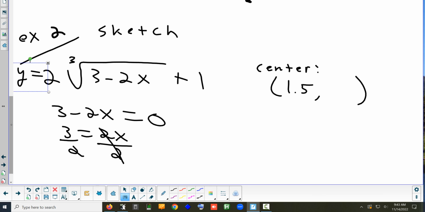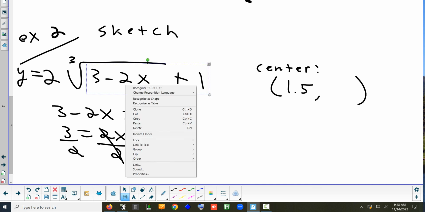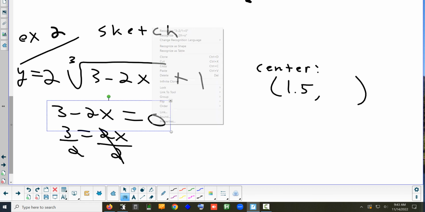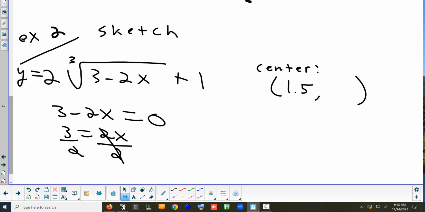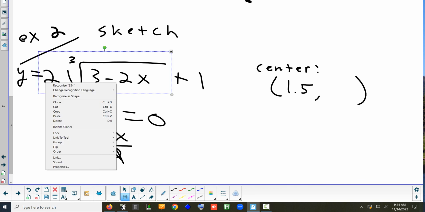What's 2 times 1.5? From setting the radicand equal to 0. Yep, 3. What's 3 minus 3? 0. We already knew that would happen because we got 1.5 from setting it equal to 0, so it should be 0. What's the cube root of 0? Yep. 0 times 2? 0 plus 1. That's basically your y value every time. So there's the center: 1.5 comma 1.